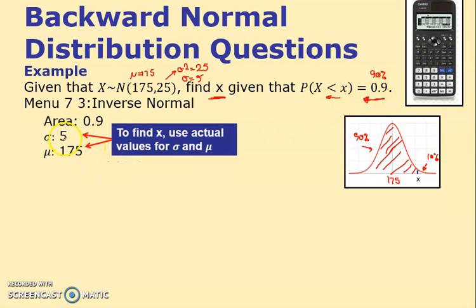I type in my 5. I type in my 175. Let's do that now. 5 and 175. And what was the 0.9, wasn't it? Yeah. So I've got all that in now, and it tells me what my x value number is. It just says x equals 181.4. It's the easiest thing in the world. 181.4 is what I've got.